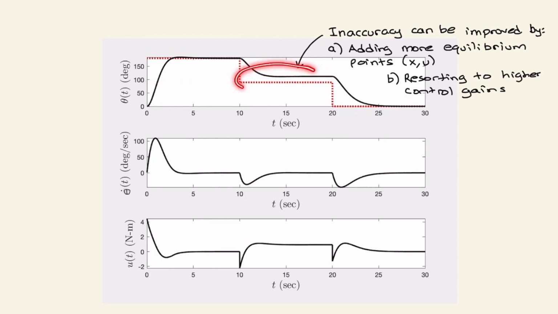And before I mention the steady state error, here is the second state's response. This is the control signal's response. You can address inaccuracy in two ways. Adding more equilibrium points, for example, if you also linearize this pendulum system around 90 degrees by applying some non-constant, non-zero control signal, then you can also make this track perfectly. This is way one, or you can resort to higher control gains, K1 and K2, if you would like to move forward with two equilibrium points.